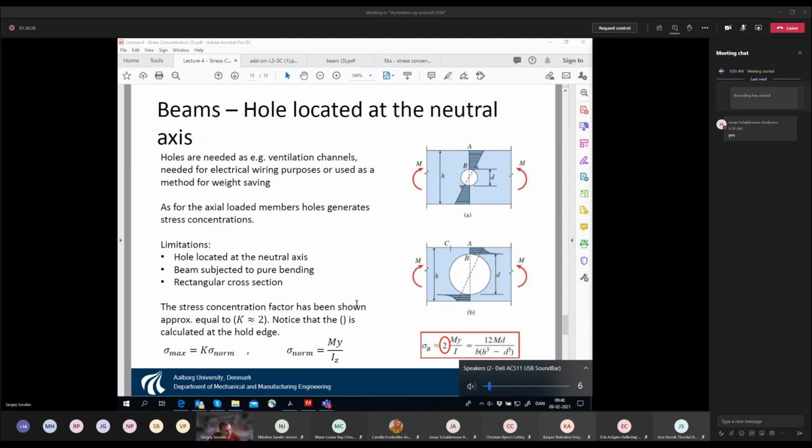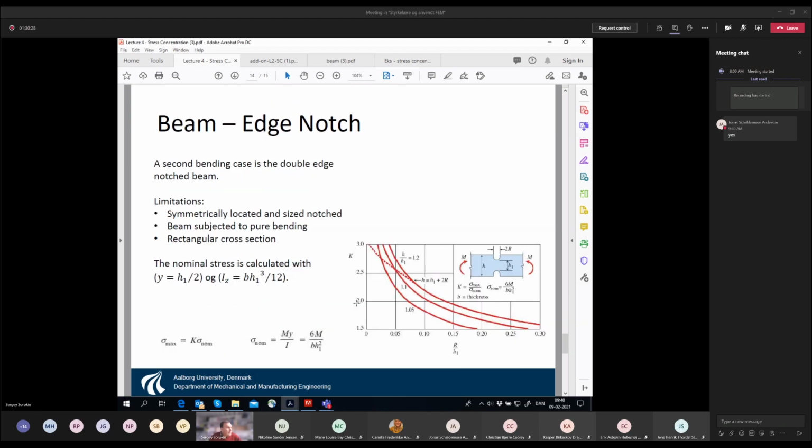Okay, so now we move on, and then we will take this edge notch. It's a kind of similar thing. I don't think there is much to discuss with this, and of course you are welcome to consult the book about these things, but it's similar, so I don't think there is much to be said about it.